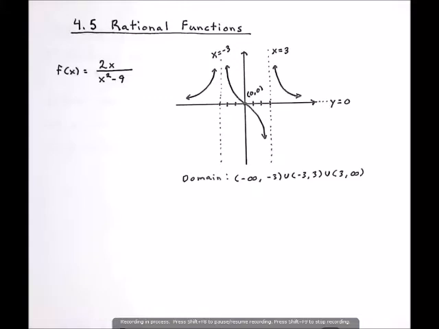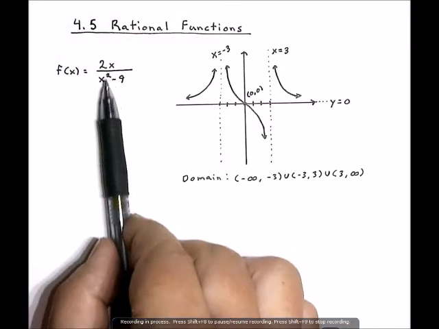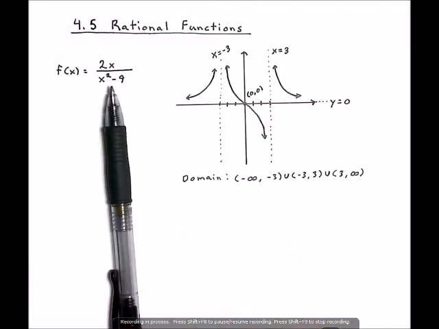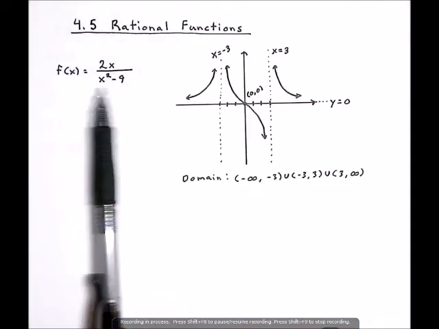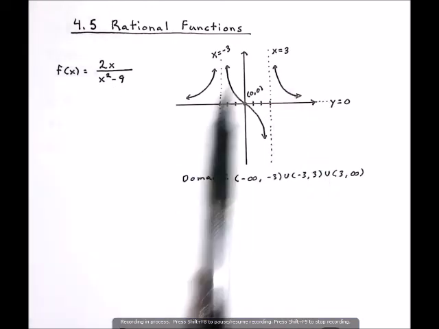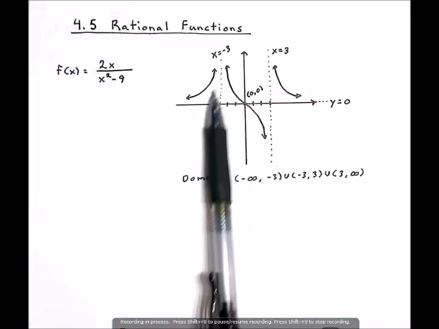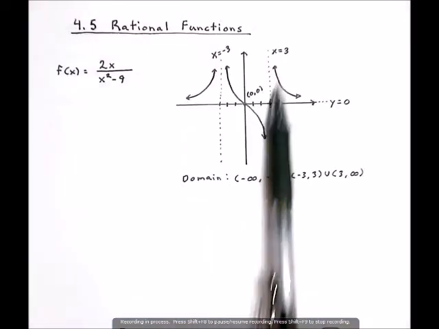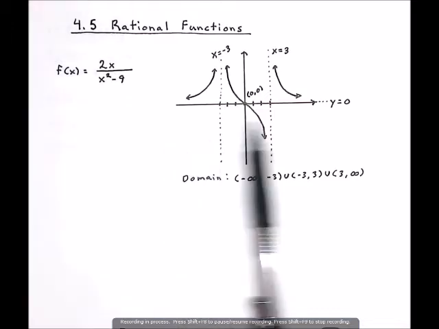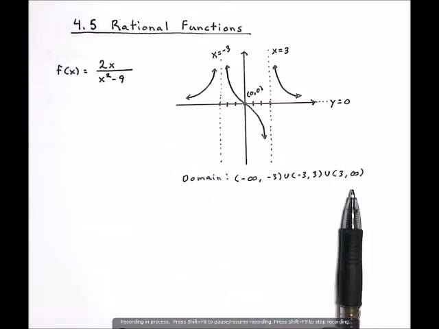Section 4.5 is all about rational functions. A rational function is just a polynomial over a polynomial. So what's going to happen is we're going to give you something that looks like this, and you're going to be able to give us something that looks like this nice little graph, the vertical asymptotes, a horizontal asymptote, x and y intercepts, and a domain.